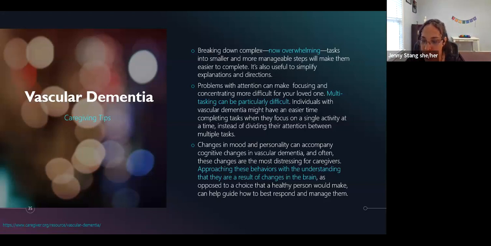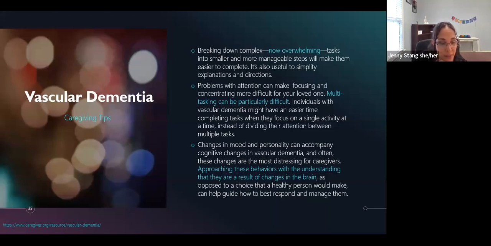It's also useful to simplify explanations and directions as the disease progresses. Even tasks they learned years ago, like shaving or brushing their teeth, they might require step-by-step instructions. And understanding that about the disease will make your caregiving a little easier, because you know what you're getting into, you know what to expect, and you can adjust accordingly.